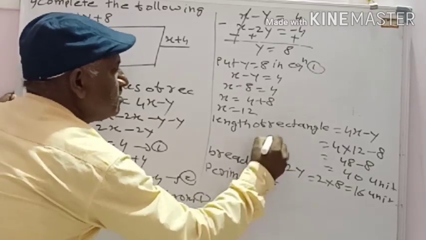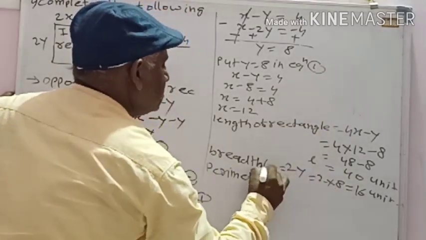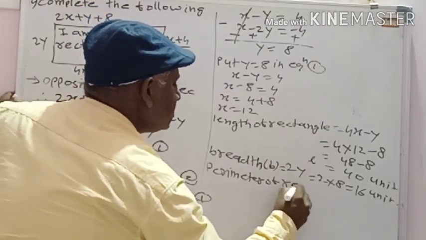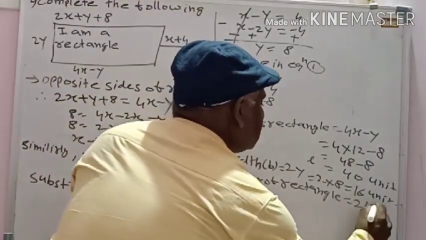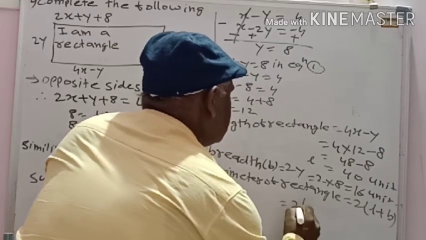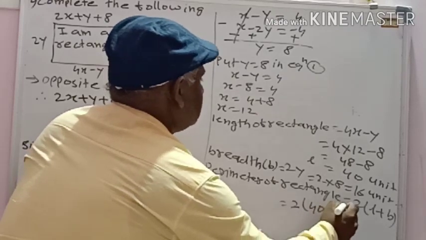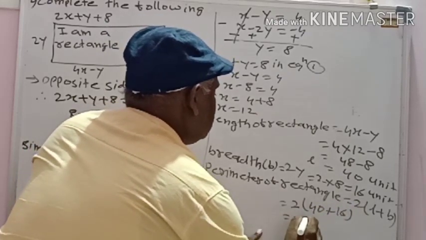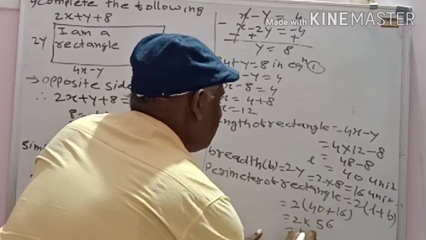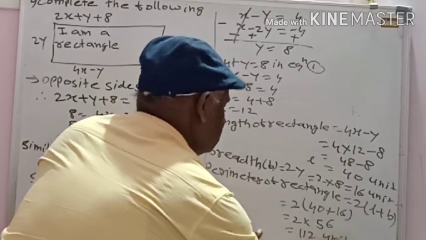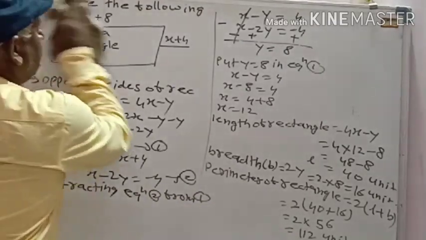Perimeter of rectangle. Length we denote by L and breadth by B. Perimeter of rectangle is equal to 2 in bracket L plus B. Then 2 in bracket, length 40 plus breadth 16, is 2 into 56, which is 112 units. The perimeter is 112 units.